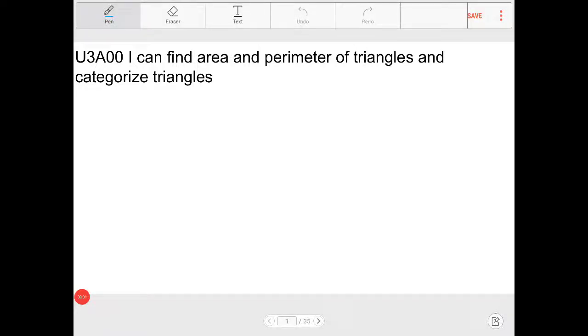Hello students, this is lesson U3A00. By the end of the lesson, you should be able to say I can find area and perimeter of triangles and categorize triangles. So let's take a look at how we can classify different types of triangles.